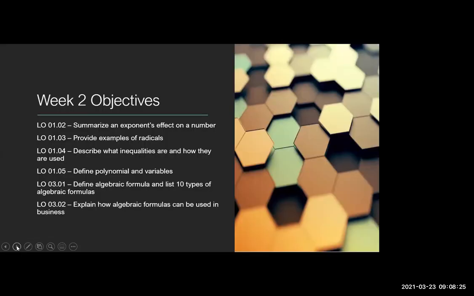Now, in week 2, we have 6 learning objectives. Just like I did last week in session 1, I'm going to go through each learning objective. I'm going to explain the concept, and then I'm going to give you 2 to 3 ways that you are probably going to see it being asked. That way you're ready and prepared for the way these are going to be asked.